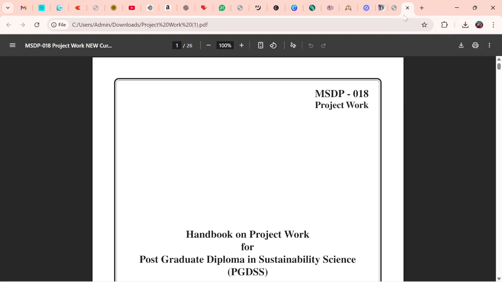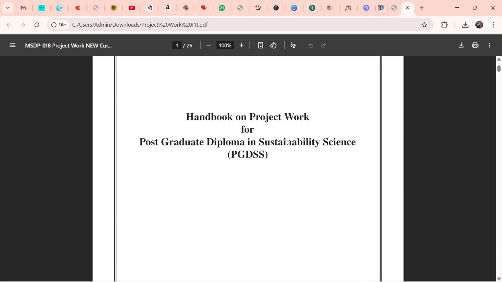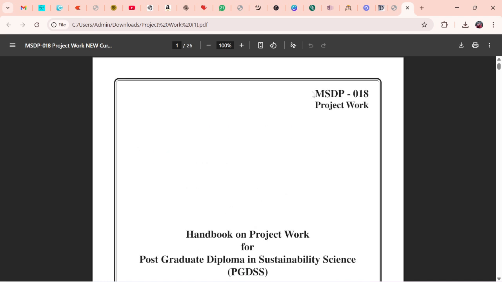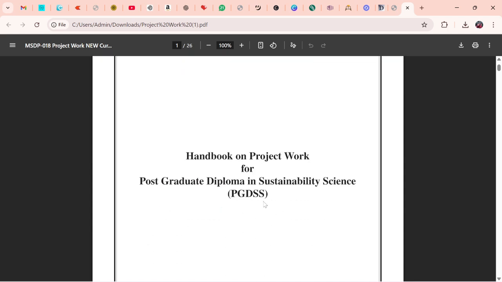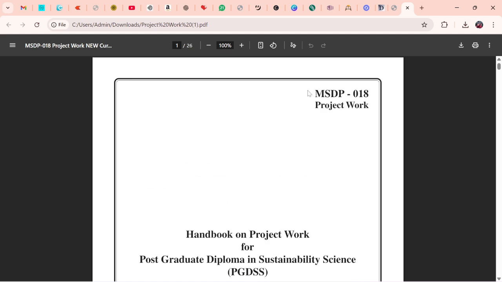So I'm going to take you to the guideline of MSDP 18 project work. This is the guideline under the postgraduate diploma in sustainability science. However, this project report MSDP 18 is also done in the Master of Arts in sustainability science. So for both the courses in IGNOU, the MSDP 18 guideline will be quite similar.